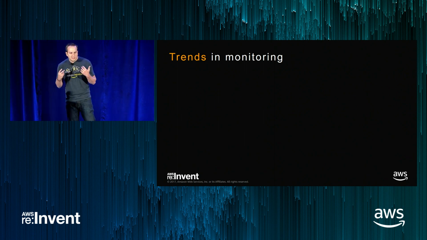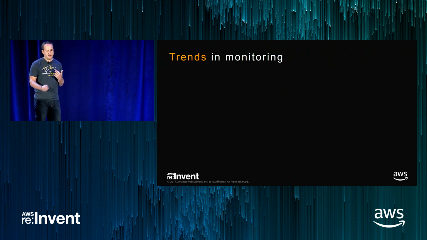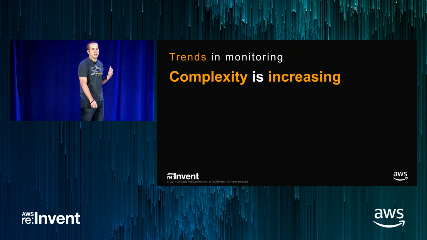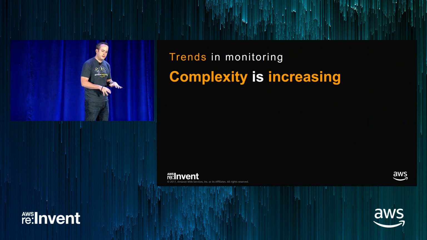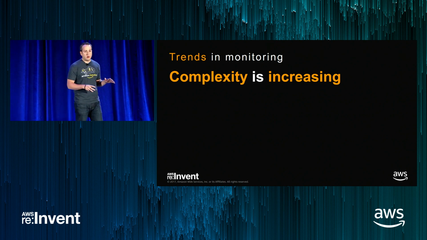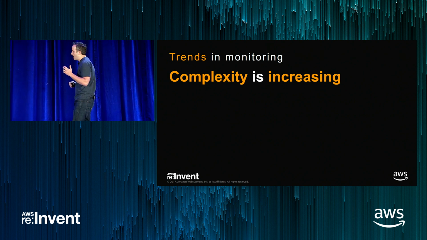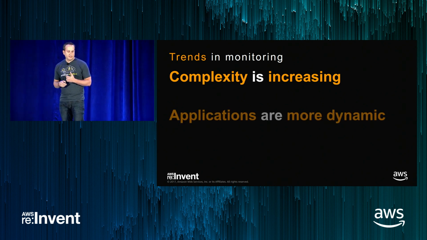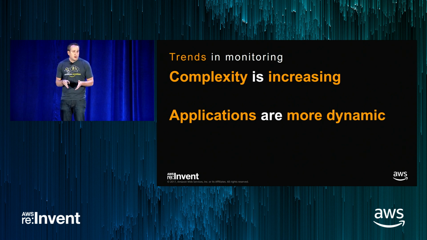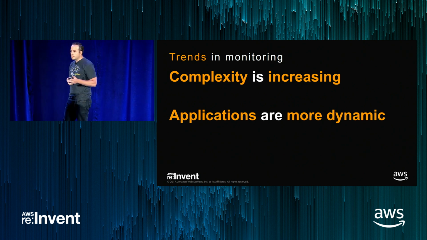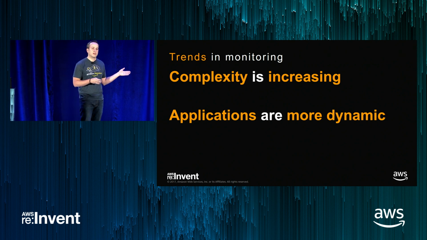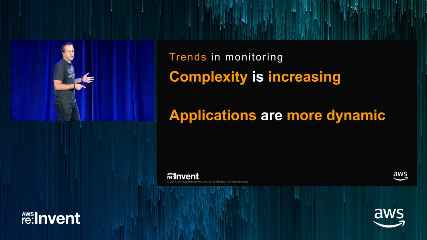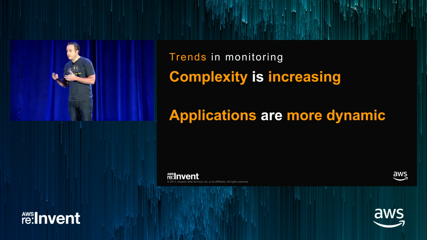But what else is changing in monitoring nowadays? Applications are getting more complex every single day. They're being deployed in a distributed way. They talk lots of protocols with lots of external services. How do you take all of that into account when you're monitoring your application? Applications are more and more dynamic. In some cases, something that you were monitoring minutes or seconds ago doesn't even exist anymore. For instance, Lambda functions, containers, or even EC2 instances.